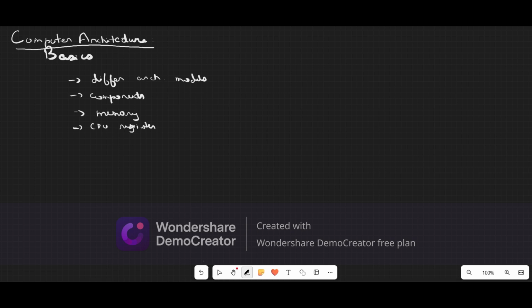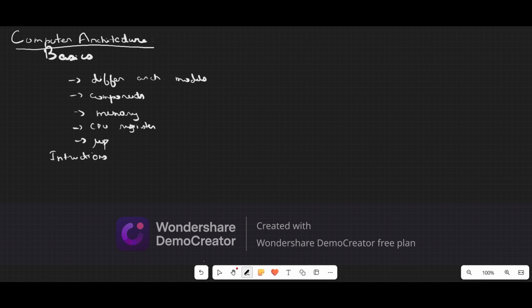This will involve the special purpose registers, which will be covered in the CPU. And then we'll be looking at what are micro operations. So in the basics, we'll be covering all these things, and then we'll be moving on to the instructions.